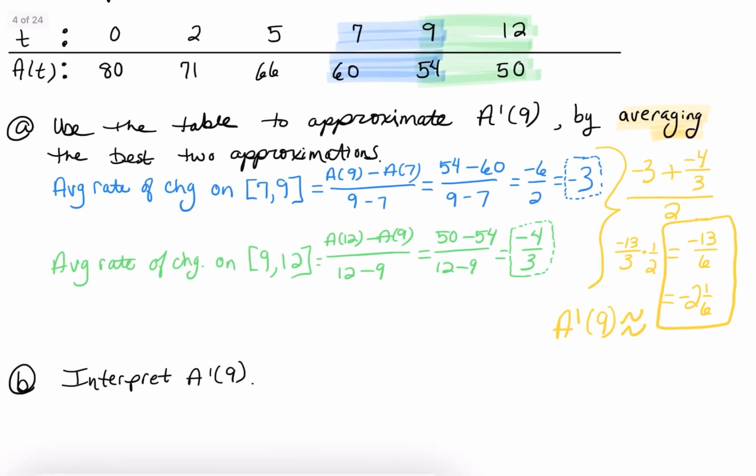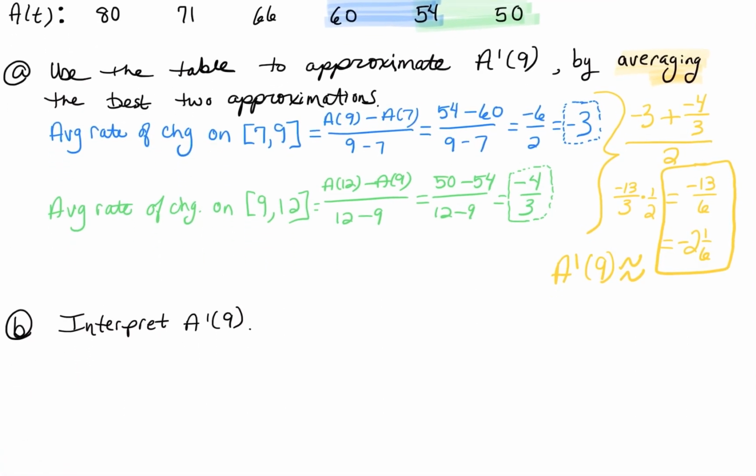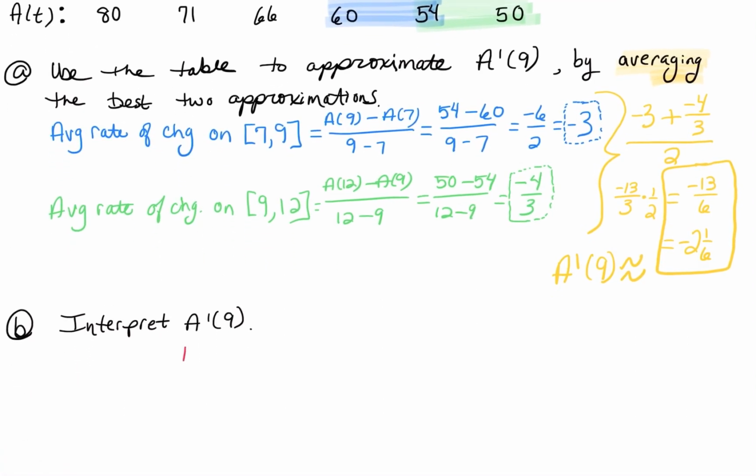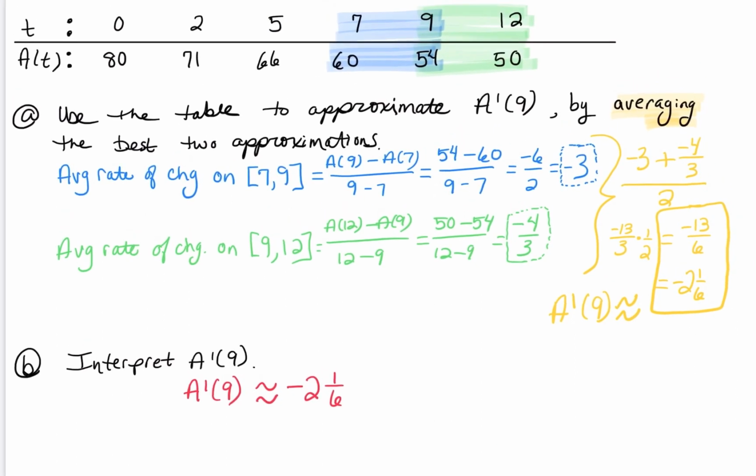So my final piece of the puzzle here, let's interpret. So here's what we know. We know a prime of 9 is approximately, this is definitely an approximation, -2 1/6. So first of all, let's just think about labels. Labels can go a long way sometimes in helping you interpret something. So what are these rates of change? They're changes in outputs over changes in inputs.